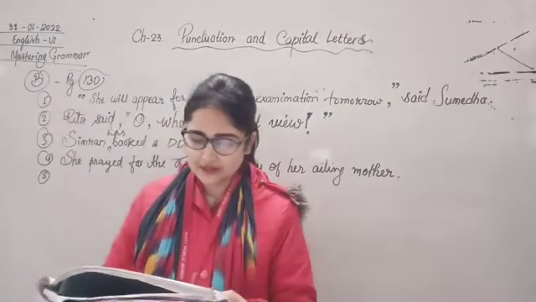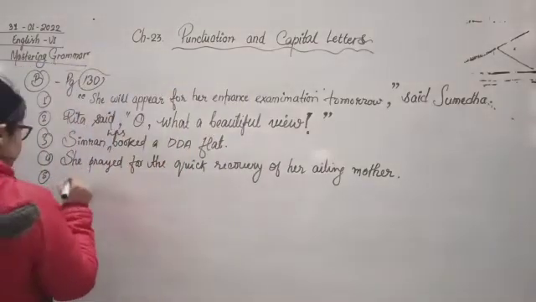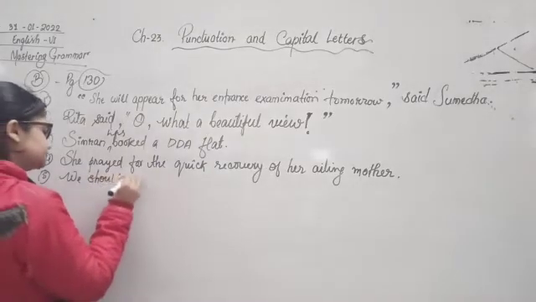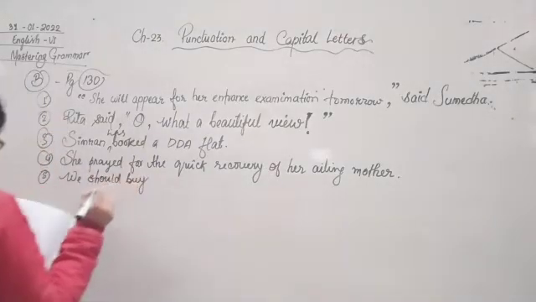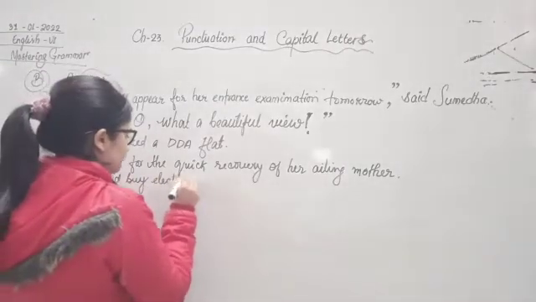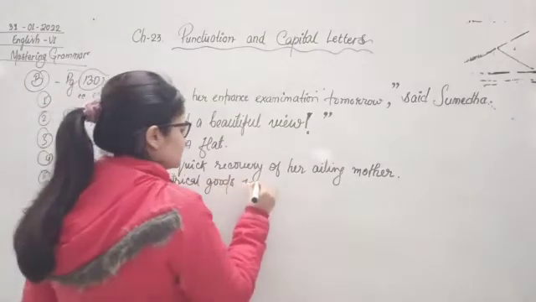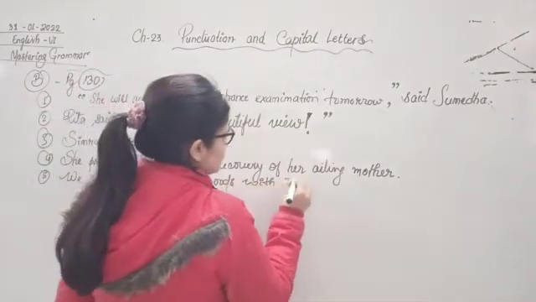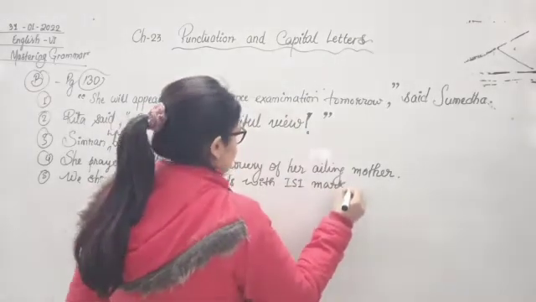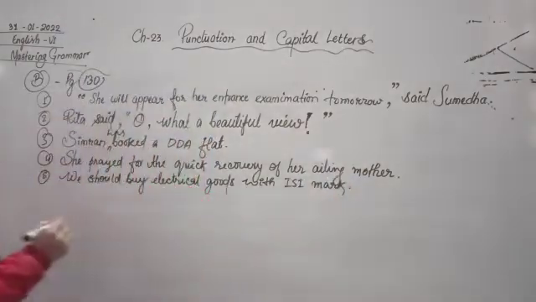Number 5. We should buy electrical goods with ISI mark. So starting with a capital letter, we should buy electrical goods with ISI mark. Full stop. ISI will be capital, it is an abbreviation.